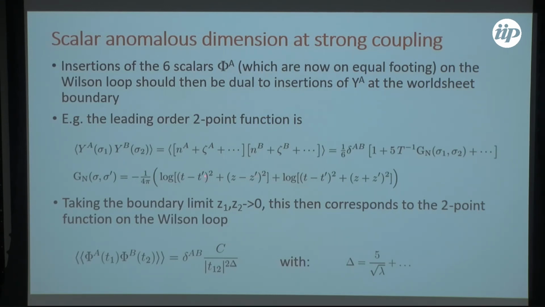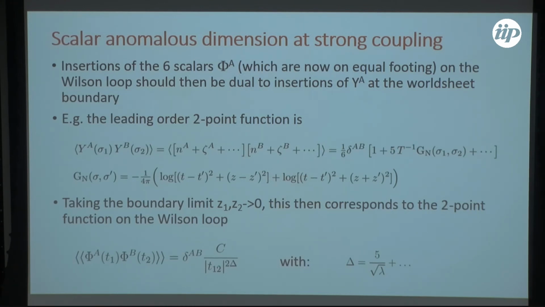Okay, so from this two-point function, if you take the boundary limit, where you take these two points to the boundary, then because now you have this Neumann propagator, when you send z and z prime to 0, you just get some log. T is the string tension, so you get something like 1 plus 1 over root lambda log of x12 squared. You can interpret that as the expansion of a conformal two-point function where, if you work out the numerical coefficient, delta starts as 5 over square root lambda plus corrections. So it's kind of 0 in the strict lambda going to infinity limit.